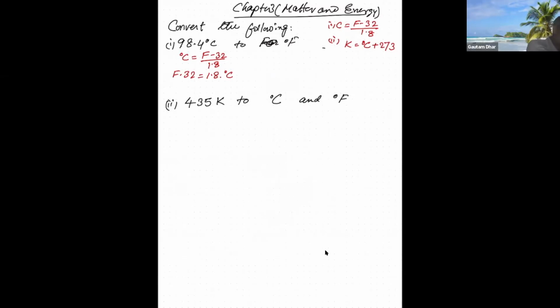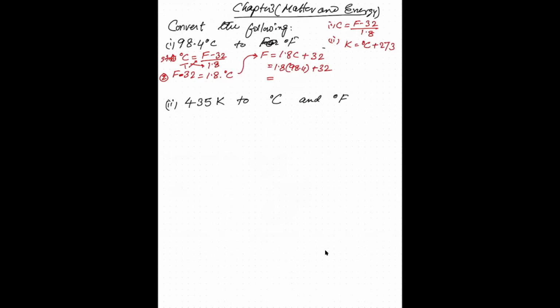And so F equals 1.8 C plus 32. So you use that in the calculator, use those values, and that will be the value of it. 1.8... I got 209, possibly.